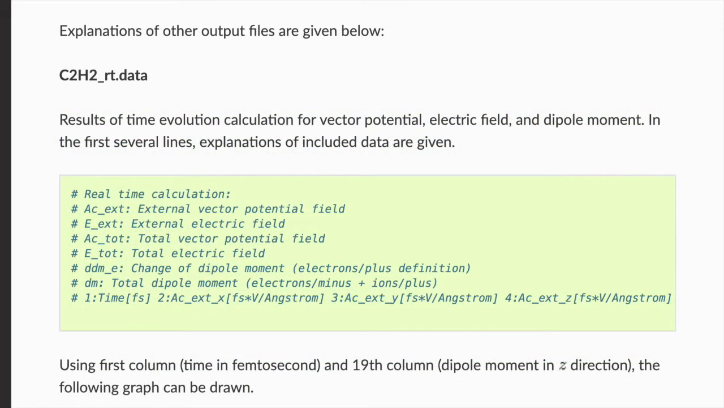Let us discuss the other output files. In C2H2 underscore rt dot data, the quantity obtained by the time evolution calculation is expressed as a function of time. Similar to the other files, the quantity that the file contains is described at the beginning of the file. The first column shows the time in femtoseconds, and the 17th to 19th columns show the x, y, and z components of the dipole moment.